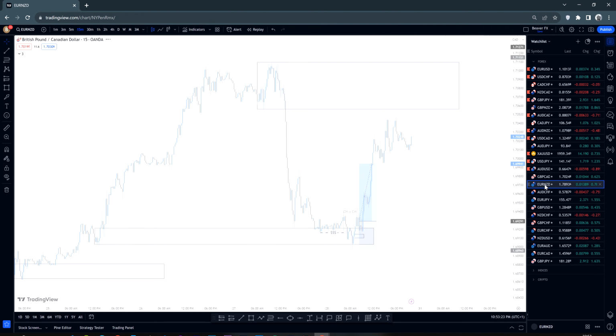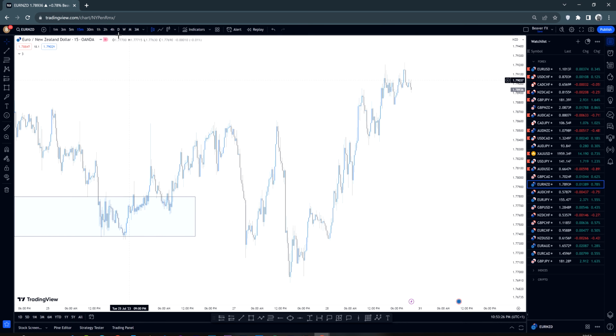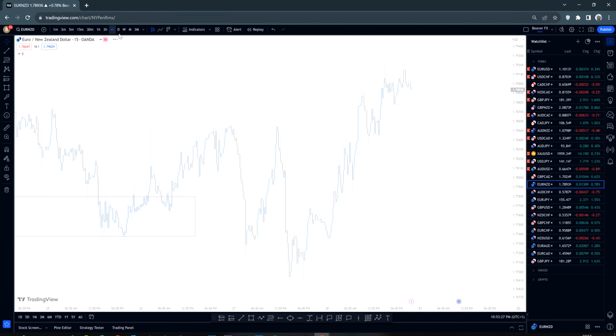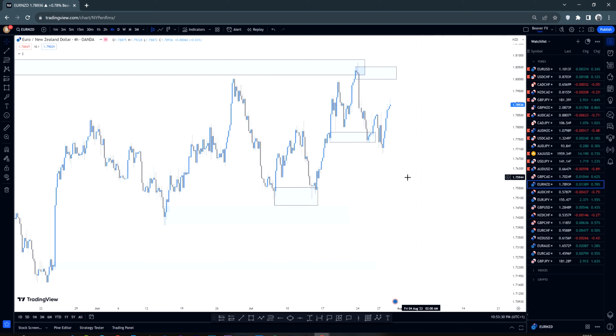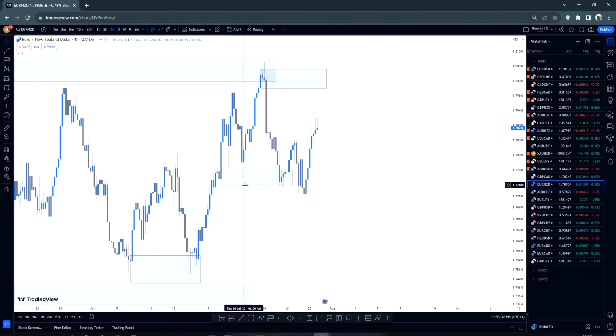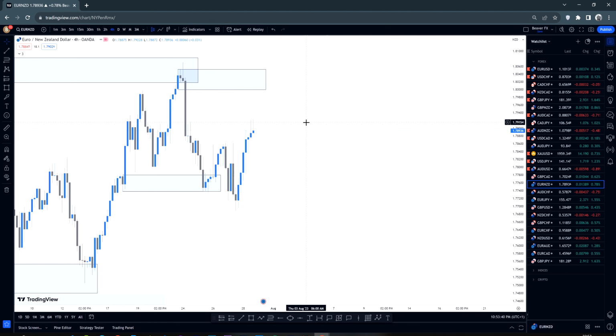So let's go to EURNZD. Yeah, look at this. The market reacted here, but it came back to break through it before actually going to the upside. So right now, it's going to the upside.